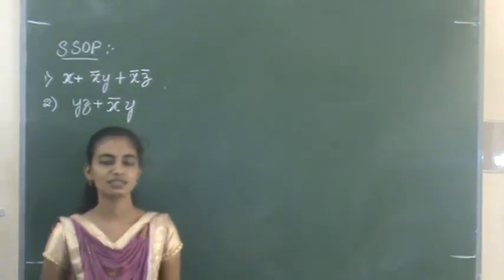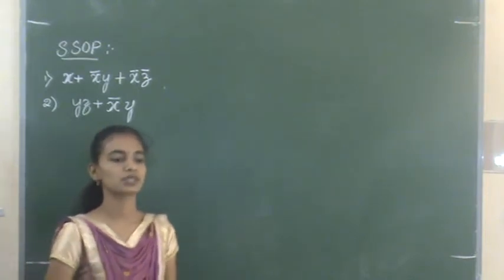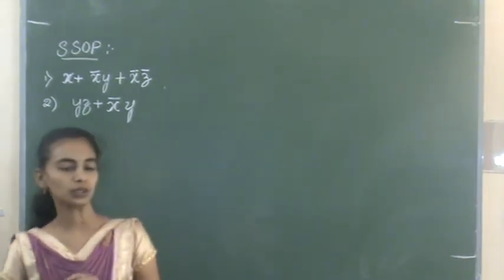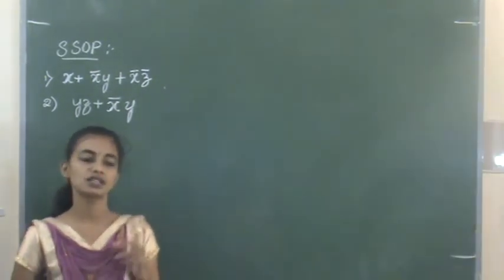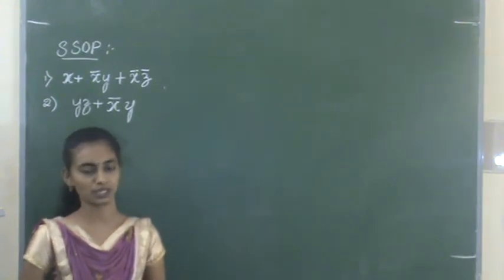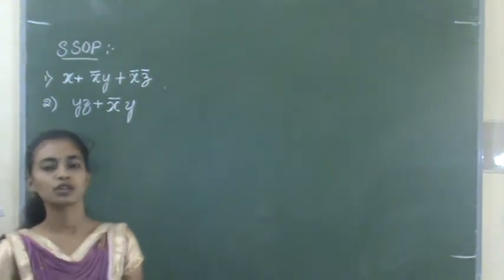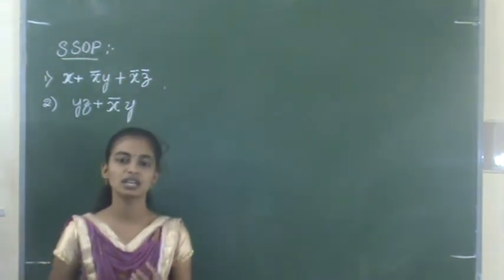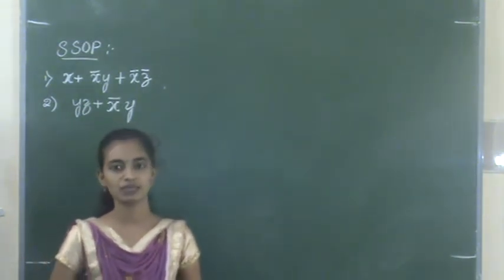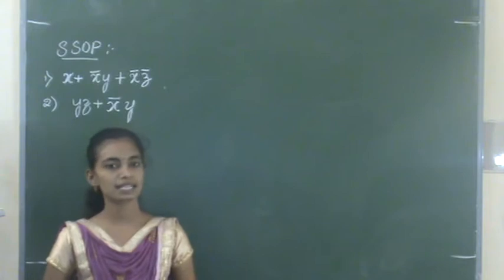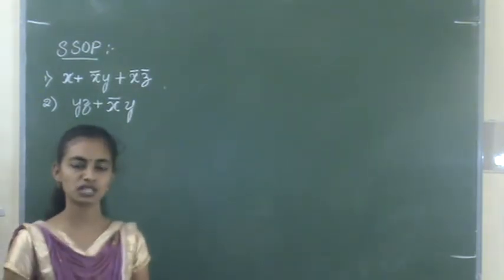So in last class we studied sum of products, SOP. We studied two canonical forms, one is SOP, another one is POS. So what does SOP mean? Sum of products. When a Boolean expression is represented as a sum of min terms, we call it SOP. We studied how to write the SOP expression.